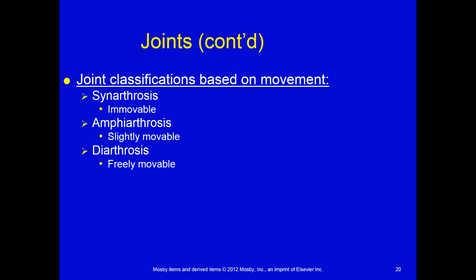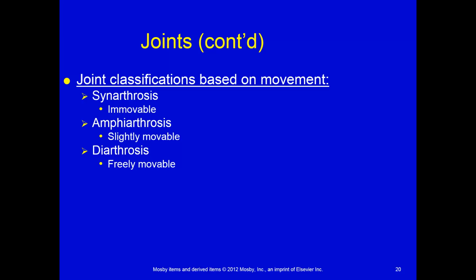I will tell you honestly, it's more common to talk about joint classifications based on movement. So let's do that first, okay? They're based on either movement or structure, and we're going to talk about classification based on movement first. The three types of classifications based on movement are synarthrosis, amphiarthrosis, and diarthrosis. So synarthrosis are those immovable joints.